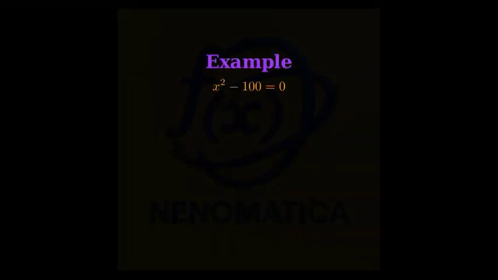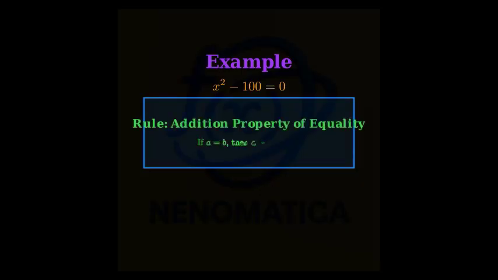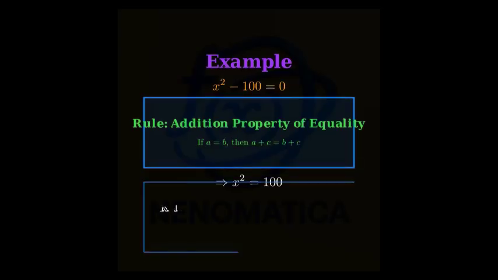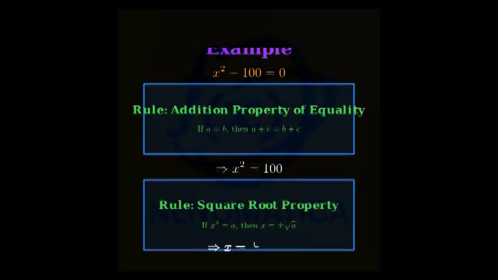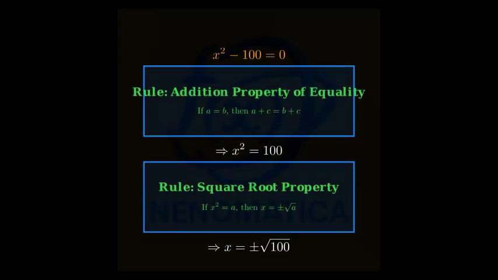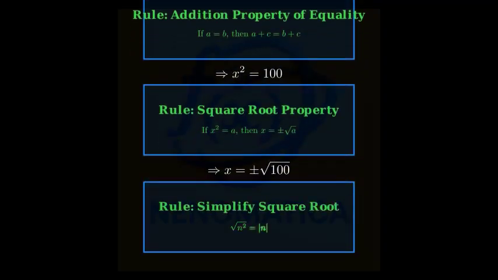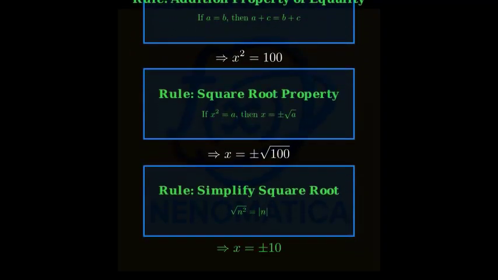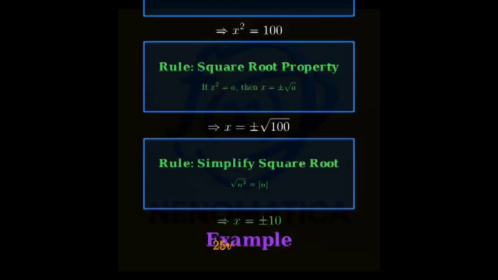We need to solve the incomplete quadratic equation x squared minus 100 equals 0. Our first step is to isolate the x squared term by adding 100 to both sides of the equation. For the second step, we take the square root of both sides. Remember that when we take the square root, we need to consider both the positive and negative values. For our final step, we simplify the square root of 100, which equals 10. So our answer is x equals plus or minus 10. Now, let's move to our second example.